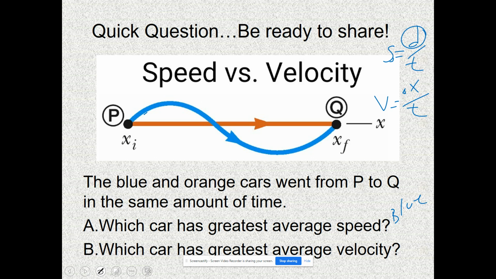On the other hand, which has the greatest velocity? Velocity is dependent on displacement. X marks the spot here and there, exactly the same spots, so they're going to have the exact same displacement. Therefore, they both have the same velocity. So it's the same here.